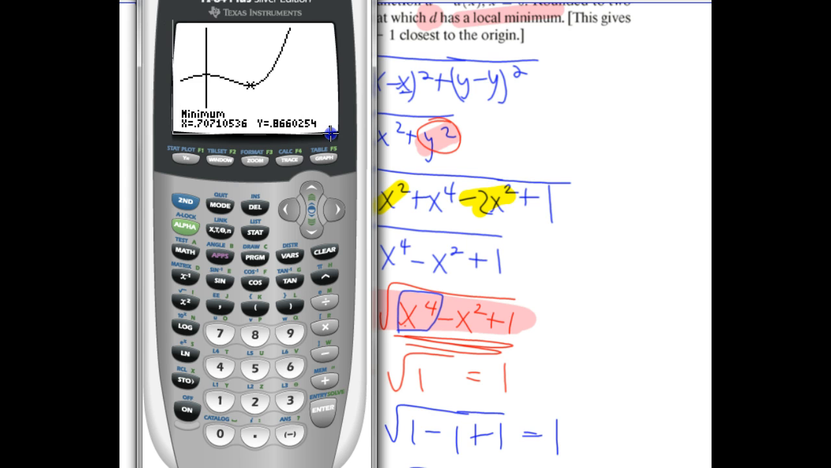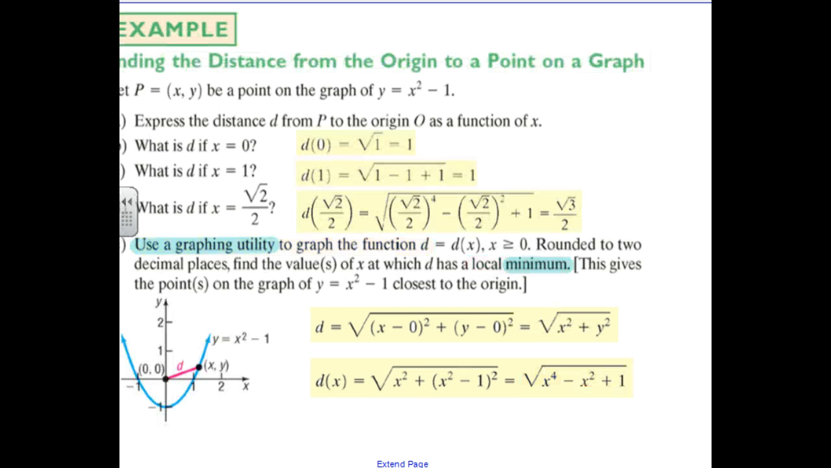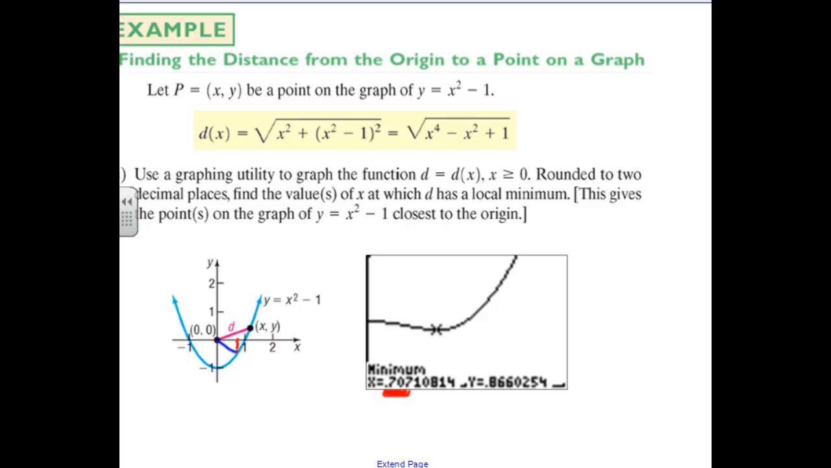So I'll capture that. Save that. All right. So there's my minimum. And let's see if the author agrees. Yep, there it is. Great. 0.707.